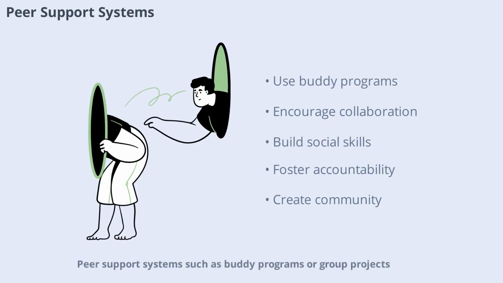Peer support systems, such as buddy programs or group projects, can foster collaboration and positive behavior. Pairing students together encourages them to help each other and hold one another accountable. Peer support not only builds social skills but also creates a sense of community and shared responsibility in the classroom.